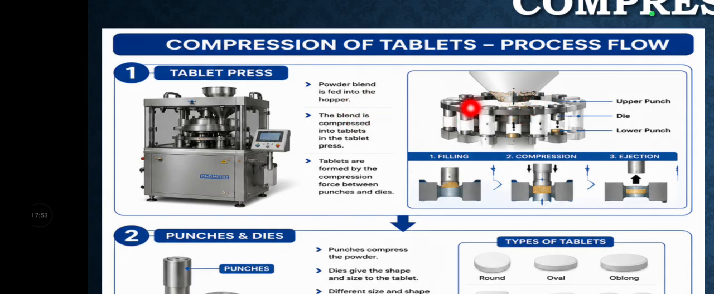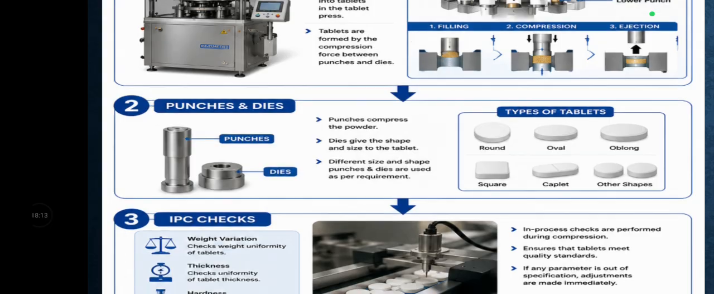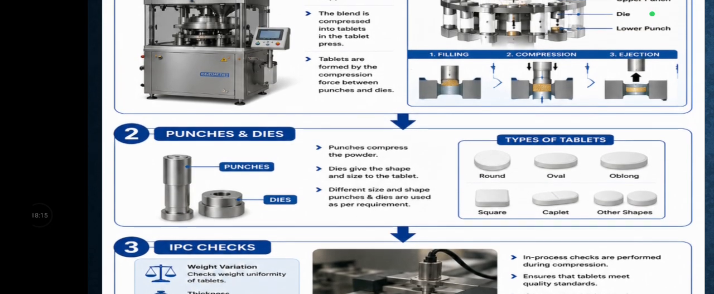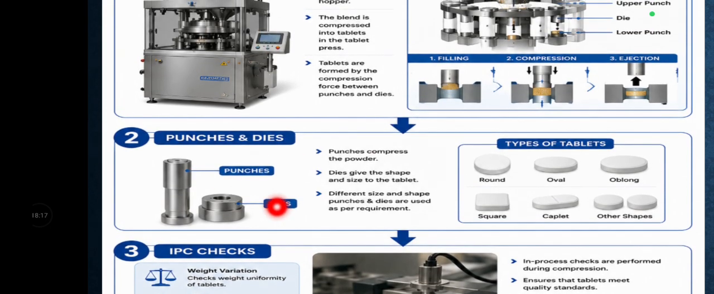See, this is a hopper. The blend is compressed into tablets in the tablet press. Tablets are formed by the compression force between the punches and dies. So these are the punches and dies. This is the upper punch, this is the die, and this is the lower punch. We can see the punches and the dies.